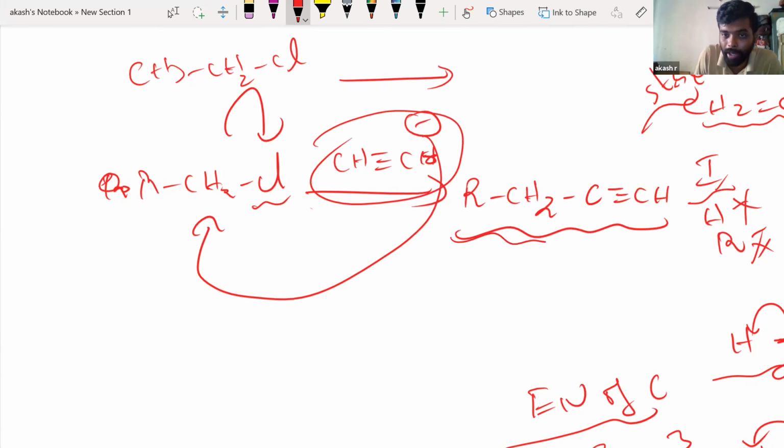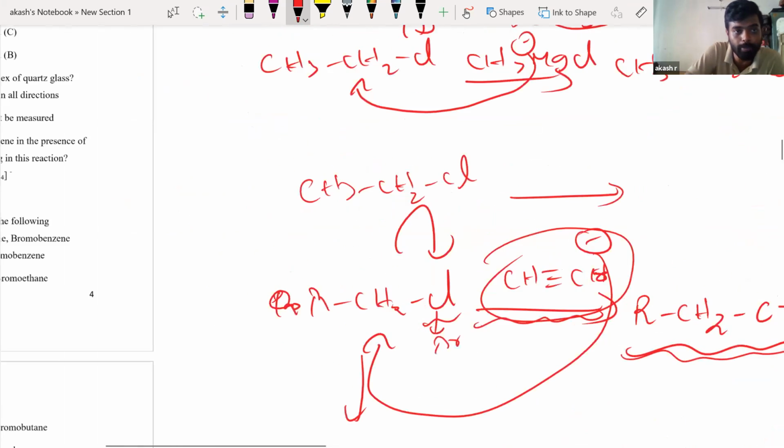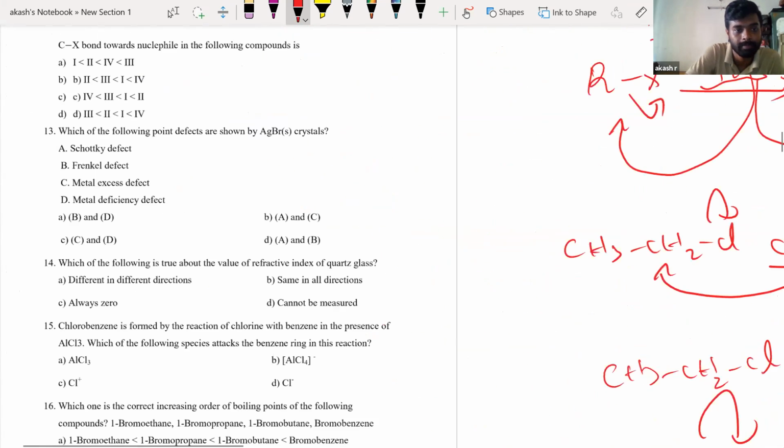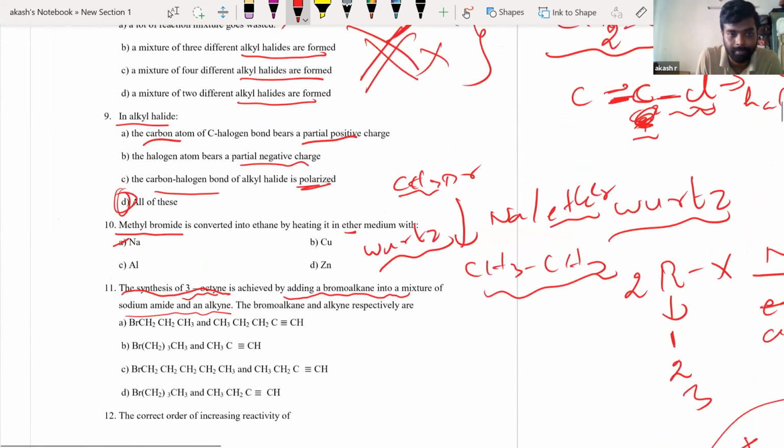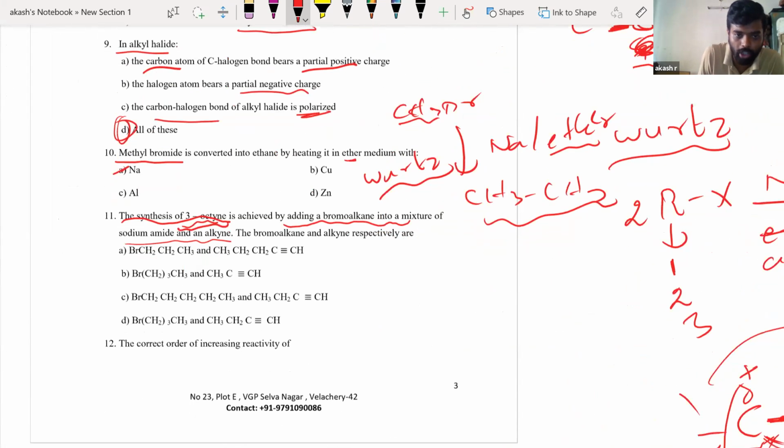Right. Now you understand that you end up with an alkyne. Now they're asking here, I have basically bromine. What should be the bromoalkane? What should be the alkyne which is used for me to produce 3-octyne? Okay, so we'll check choice by choice.